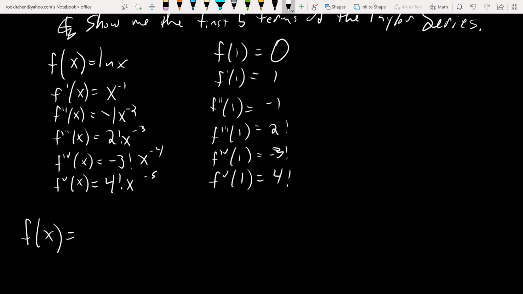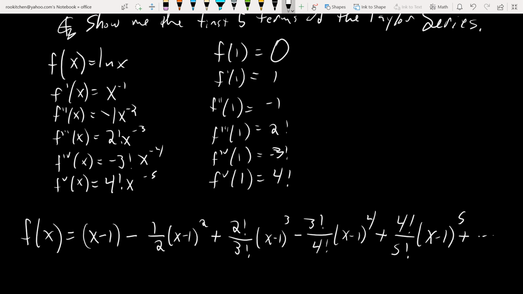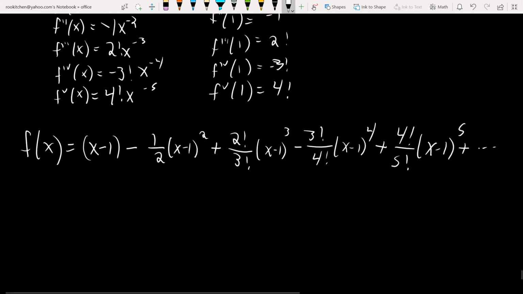So this will be 0 plus 1 times x minus 1. So it's a Taylor series, so you have x minus 1 squared, etc. Then minus 1 over 2 times x minus 1 squared. And then plus 2 factorial over 3 factorial times x minus 1 cubed. Minus 3 factorial over 4 factorial times x minus 1 to the 4th, plus 4 factorial over 5 factorial times x minus 1 to the 5th, plus everything. Yeah, it goes on forever, so you need a dot, dot, dot there, please.